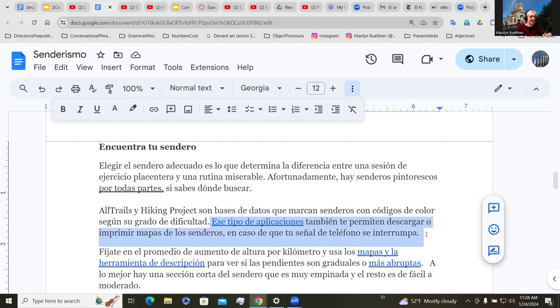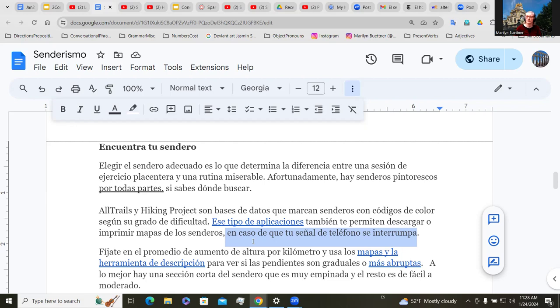Ese tipo de aplicaciones también te permiten descargar o imprimir mapas de los senderos en caso de que tu señal de teléfono se te interrumpa. These kind of apps also let you download, descargar, download or print. Imprimir es print. It allows you to download or print hiking maps.